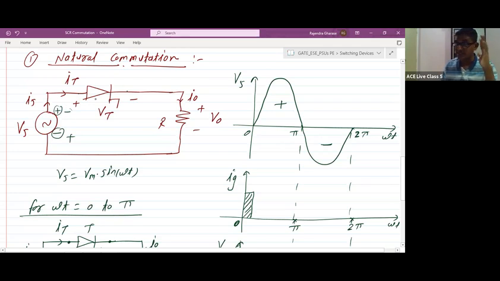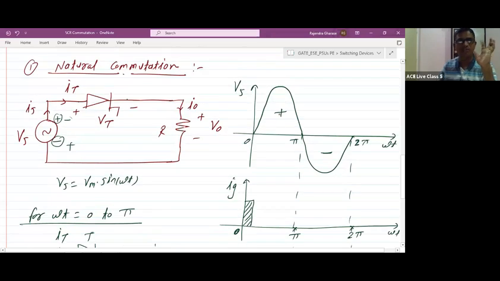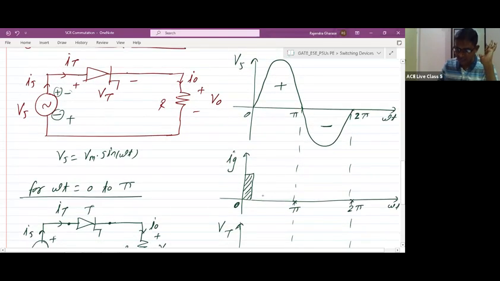Suppose the thyristor is in a reverse bias mode and we apply the gate signal, will our thyristor turn on? No. That's why, when the supply voltage is negative, we have not applied the gate signal to the thyristor. We need to apply the gate pulse only when SCR is in a forward bias mode, that is when Vs is positive. I can apply the gate signal at any omega t between 0 to pi, but here I have applied the gate signal at omega t equal to 0.